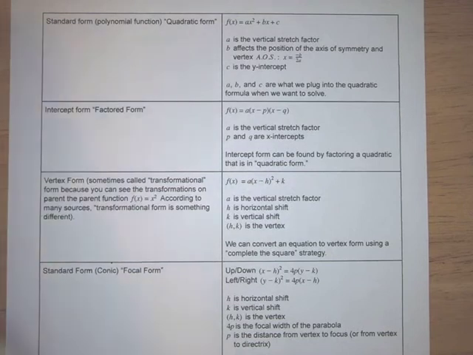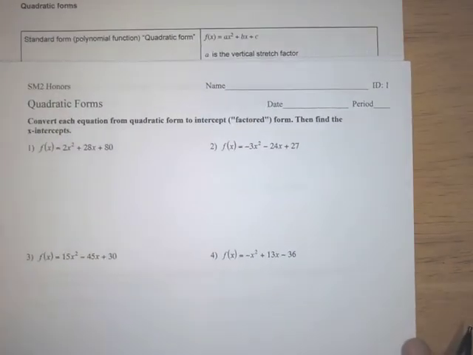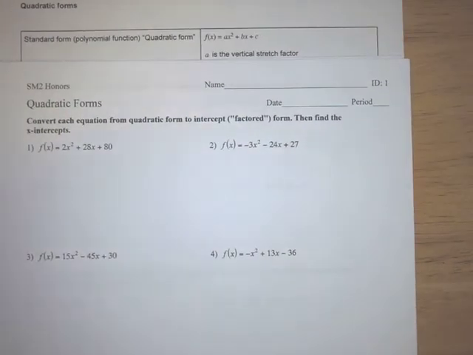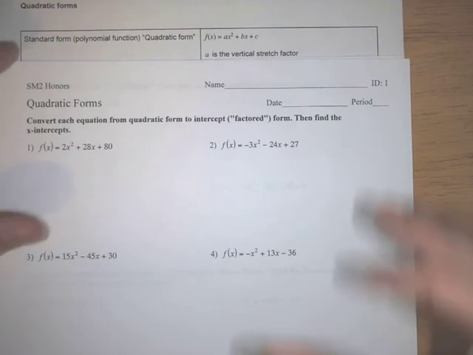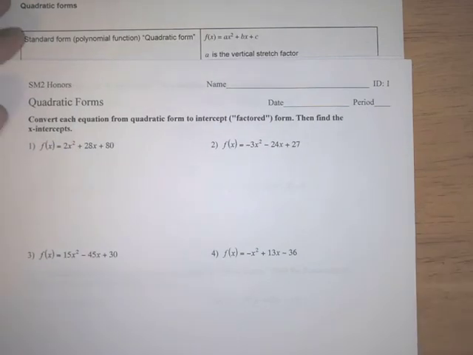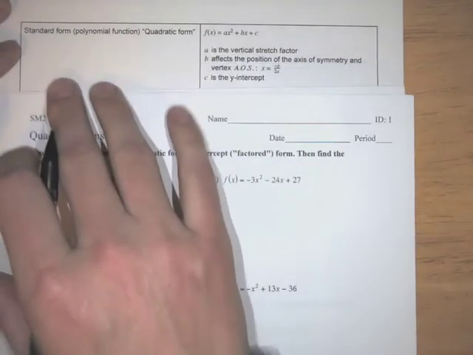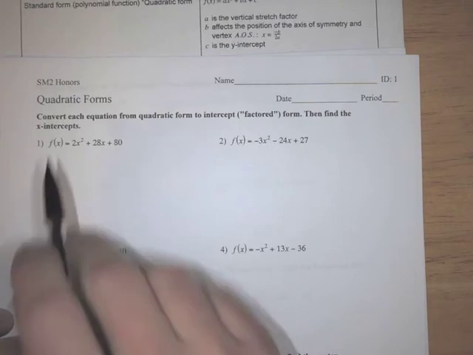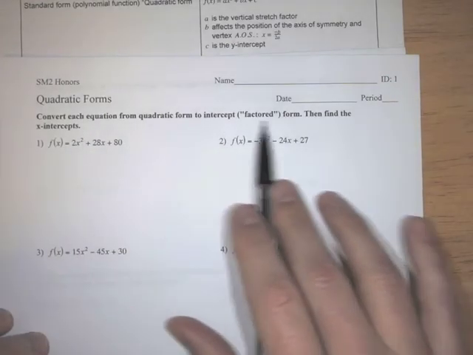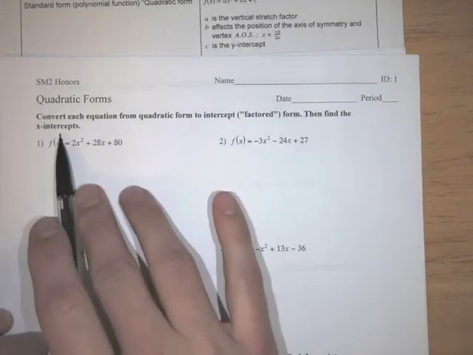So let's jump in here and look at some of these problems in this assignment. And these are going to require us to know these forms, but they're also going to require us to do some algebra here. So it's not just a matter of knowing the forms, it's also a matter of converting between them. So this first problem set says convert each equation from quadratic form to intercept or factored form, then find the x-intercepts.